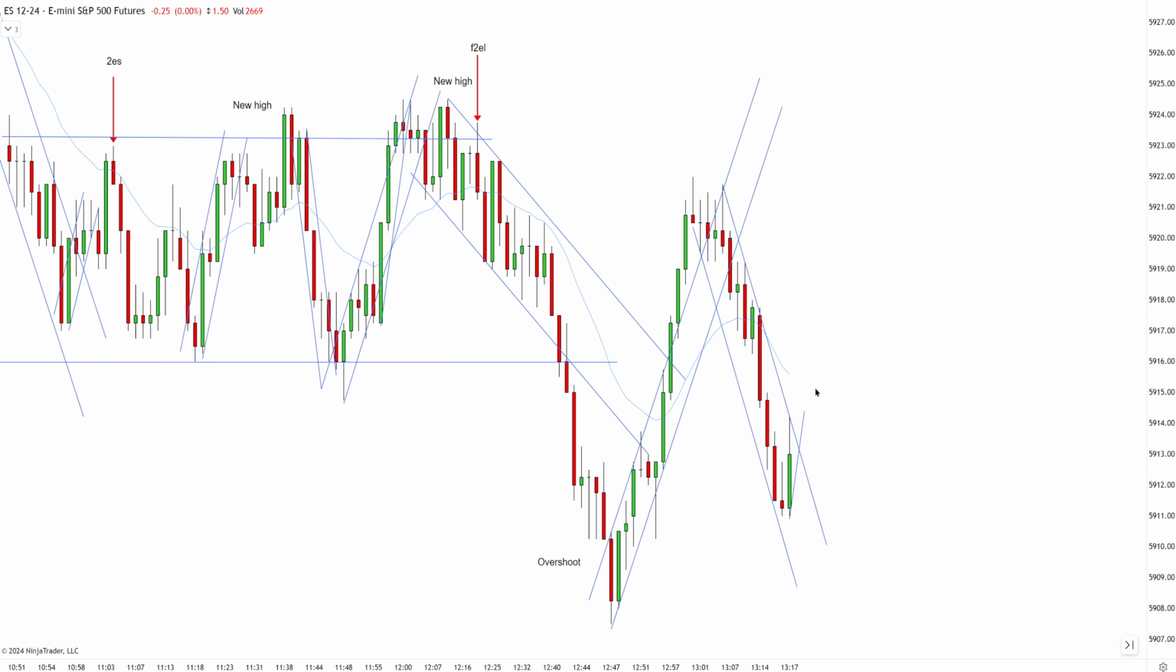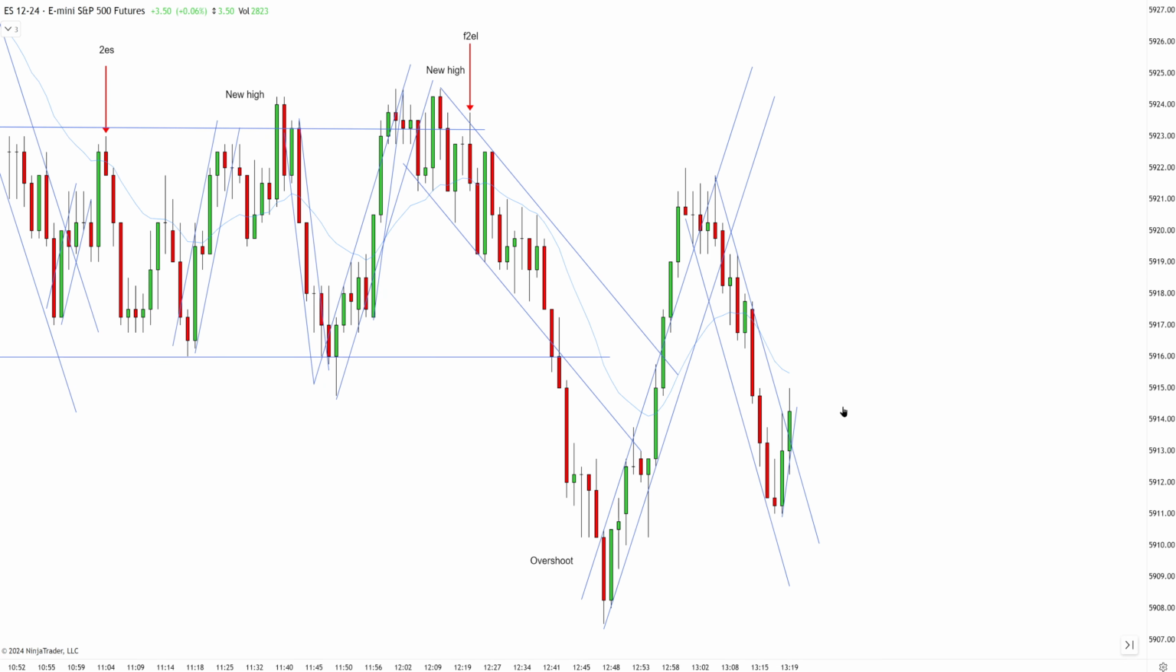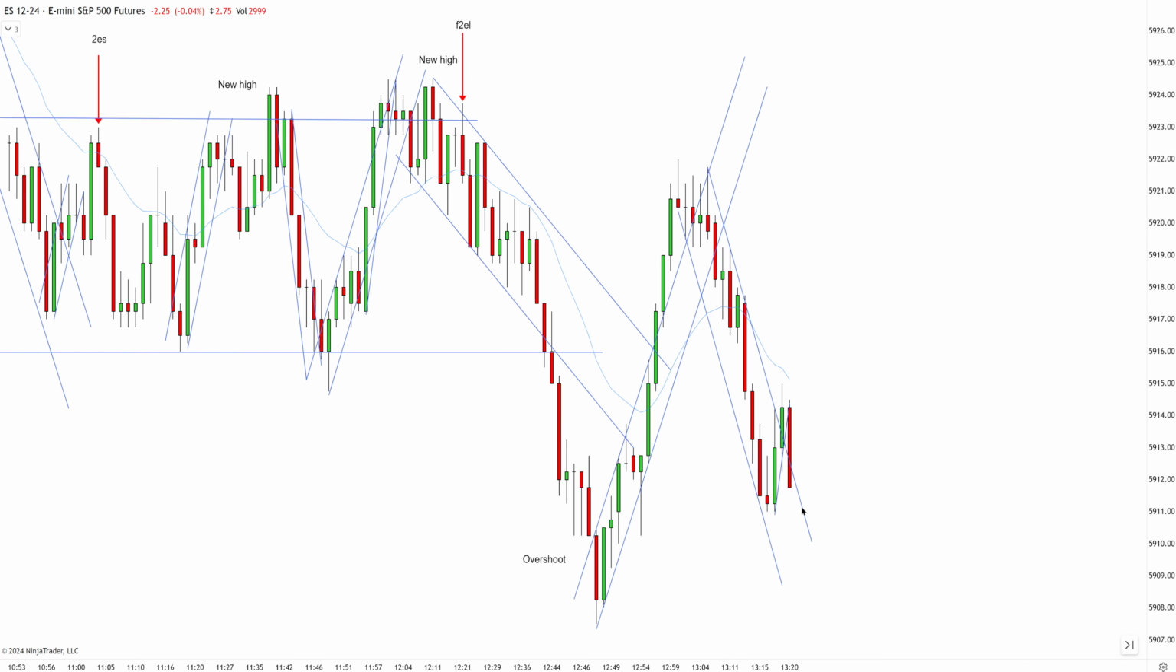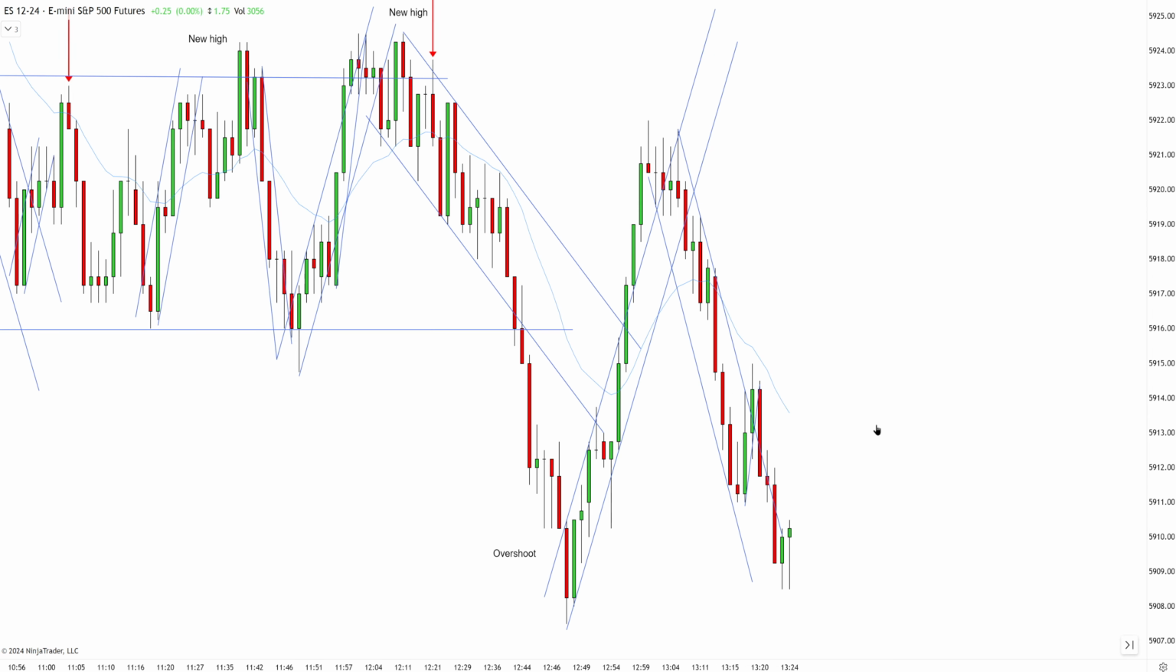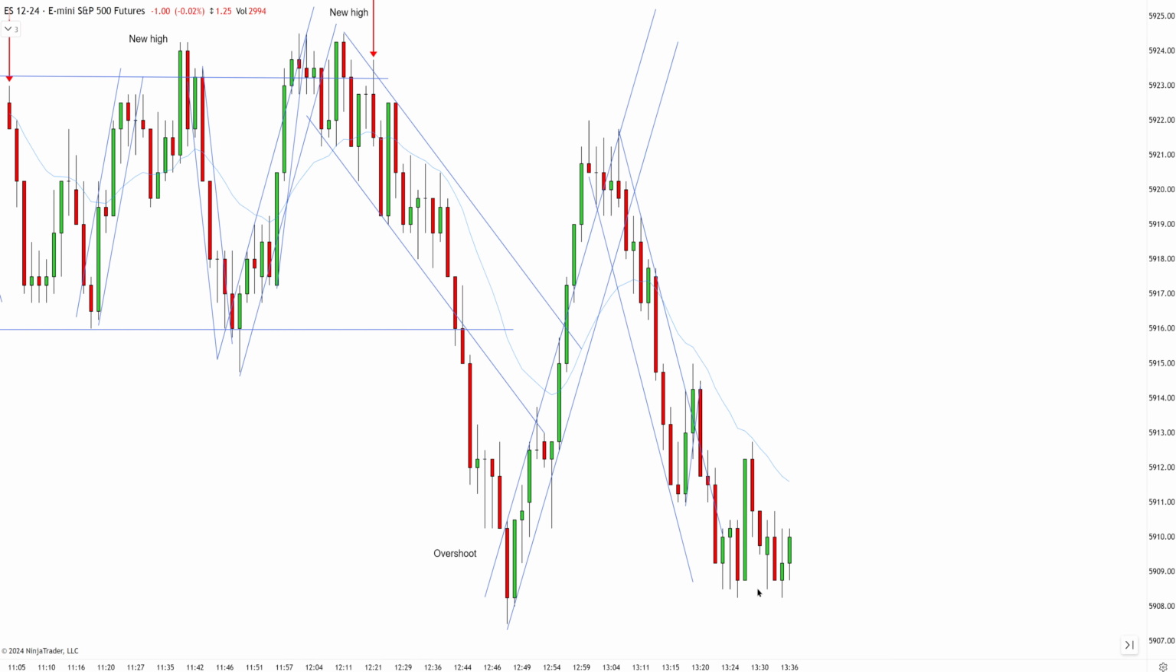So I want to see second entry short at the EMA. This downtrend needs to get new extreme. The short-term additional channel is in play. So second entry short at the EMA would be nice. First entry short, new low first entry. Can I get a second entry short at the EMA? No second entry short. Break.